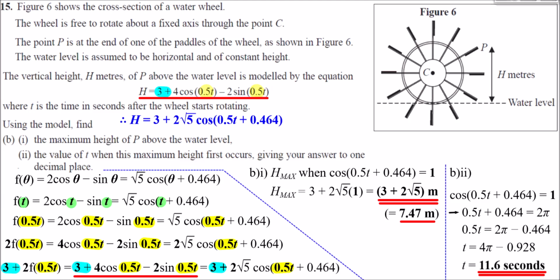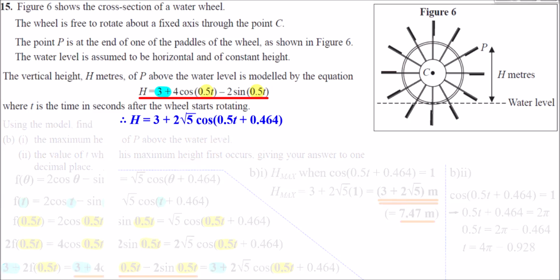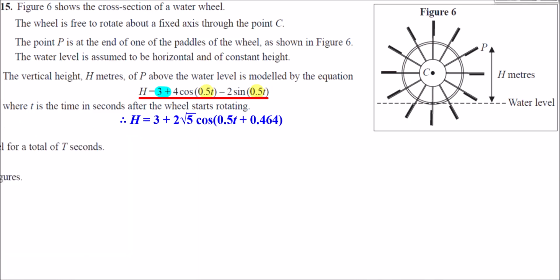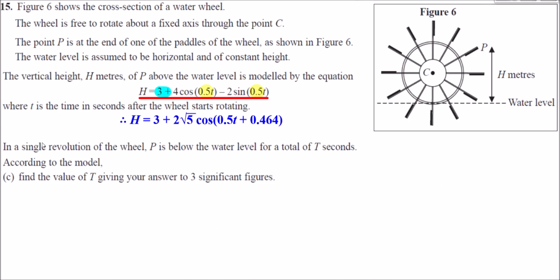Now let's have a look at part C of this question. So for part C, what we've got to think about now is in a single revolution of a wheel, P is below the water level for a certain period of time, capital T seconds. So according to the model, find this value of T, giving our answer to 3 significant figures. So from part B, we saw that a complete revolution is 11.6 seconds.